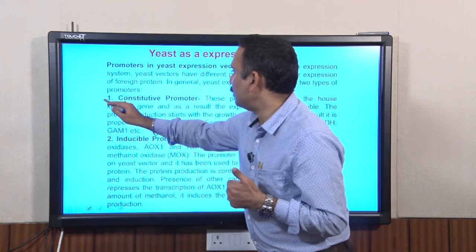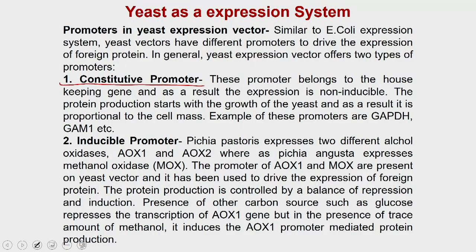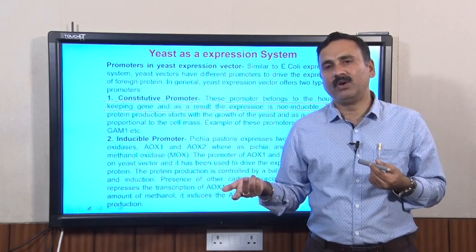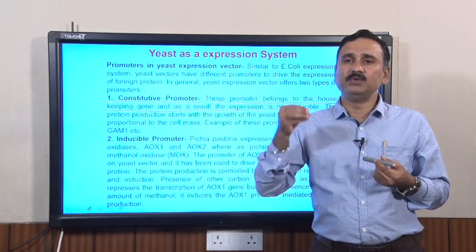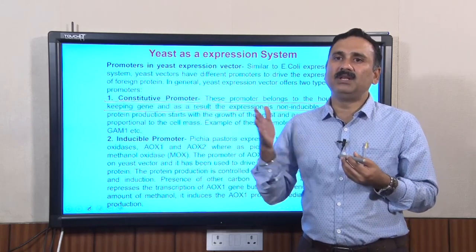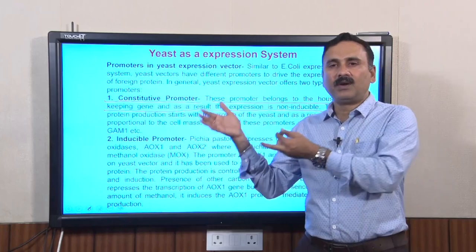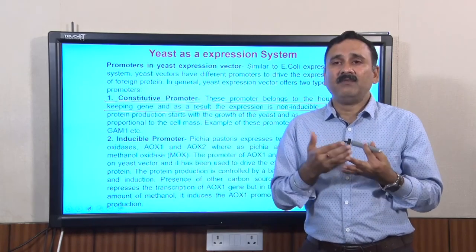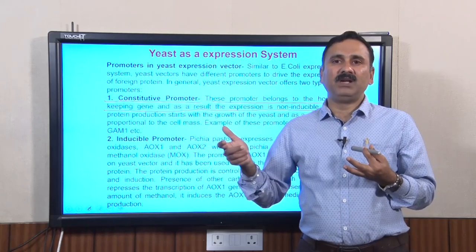The constitutive promoters are the promoters which are present in the housekeeping genes. As a result, the expression is non-inducible, which means they are going to give you the protein, but that protein production would be in proportion to the number of cells you have. You are not going to be able to use any inducing agent. For example, if you remember in the case of E. coli, we were using IPTG or lactose or some kind of inducible system, where we used that kind of environmental changes.